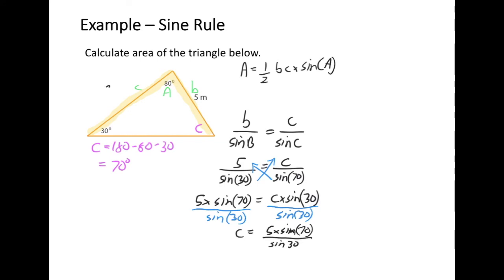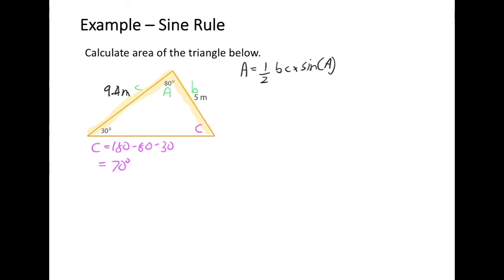So my missing side C is going to equal 9.4 meters, which I can now use to find the area of the triangle. Going back to the original area formula, I can now substitute in my values. So area is going to equal 1/2 times 5 times 9.4 times sine of 80. So the area is going to equal 23.14 meters squared. So that is an example of how we can calculate the area of a triangle where we need to use the sine rule first to find some missing information before we can use our formula to find the area of that triangle.